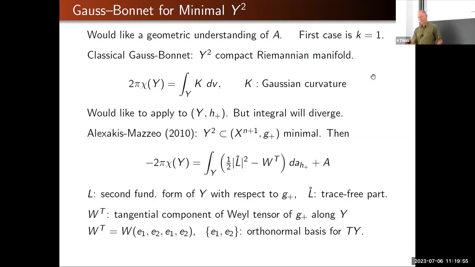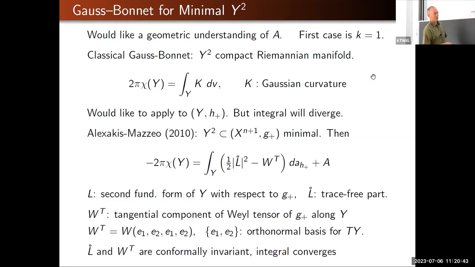Like I said, you always have to worry about convergence of integrals over these things because the area is infinite. But the whole point that makes this formula very nice is the fact that the trace-free second fundamental form and the Weyl tensor are conformally invariant. So in that integral, you can replace the metric H plus by one of the compactified metrics that is conformally equivalent. With respect to the compactified metric, the area is finite, and these geometric quantities are in terms of finite geometry. So it's clear that the integral converges by conformal invariance. This is a very nice substitute for the Gauss-Bonnet theorem because we have a convergent integral and the renormalized area.